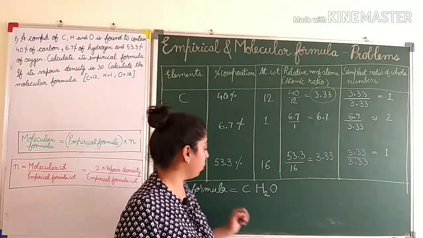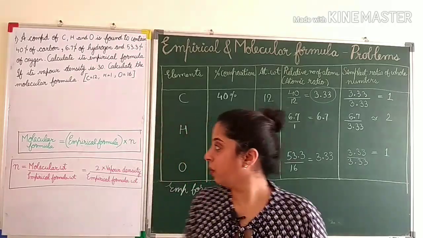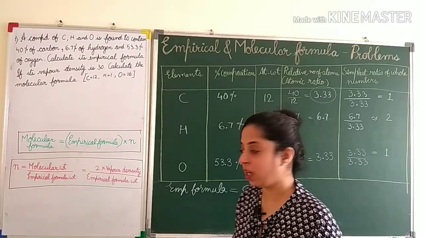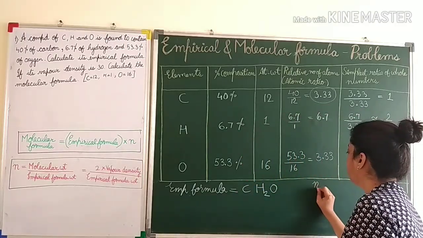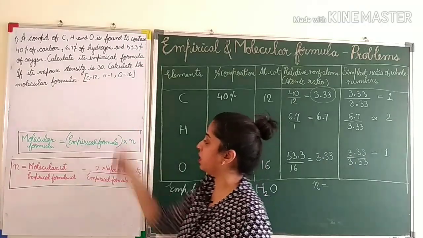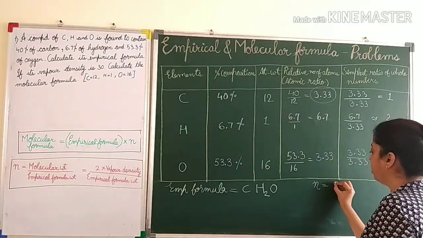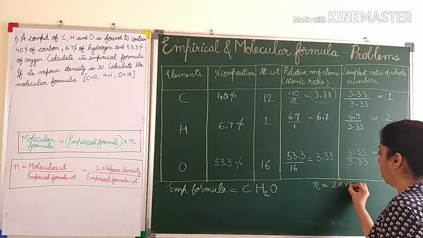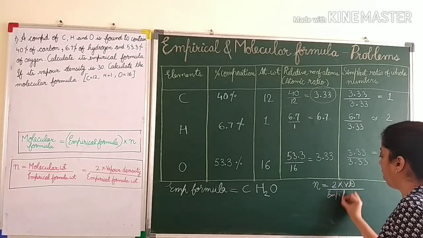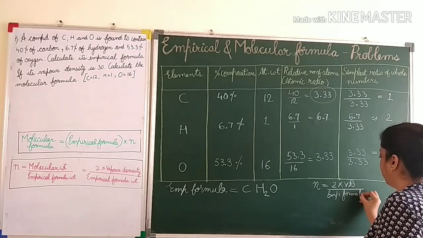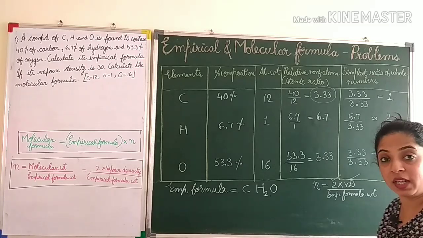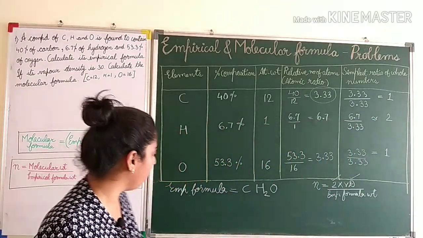Now next question is you have to find the molecular formula. Now you see here molecular formula is empirical formula into N. So first we have to find out N. Now see children, in our question molecular weight is not given, but what is given? Vapor density. So we can write N is 2 into vapor density upon empirical formula weight. Right, empirical formula weight. So now we know this, but we don't know empirical formula weight.